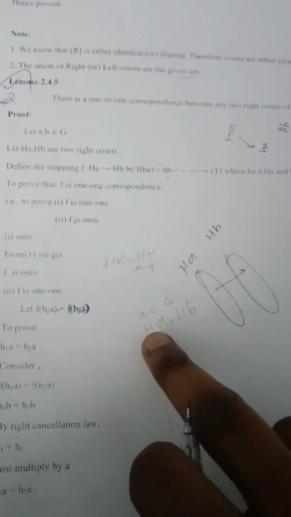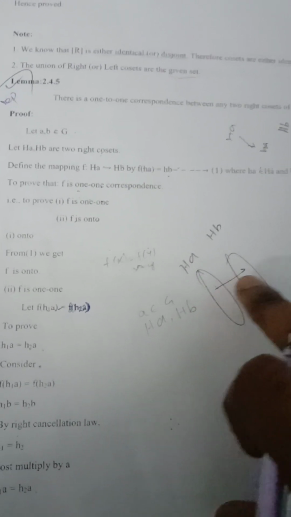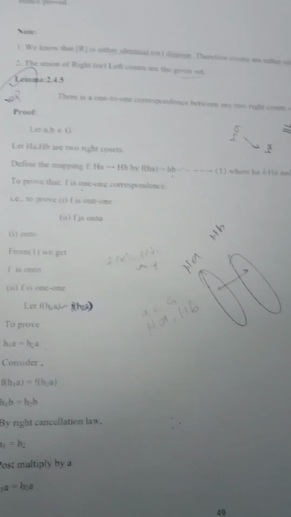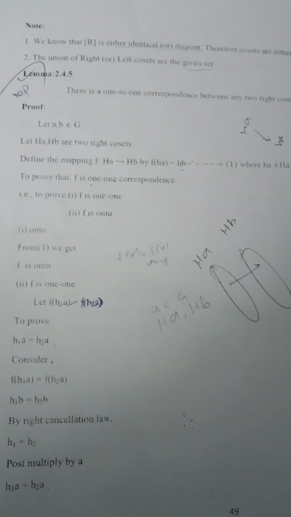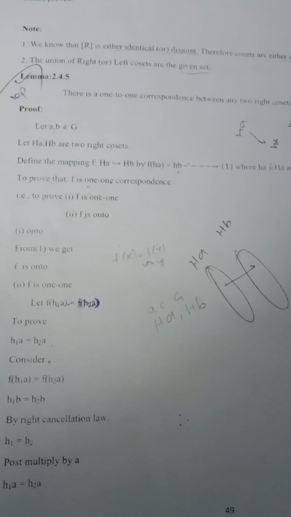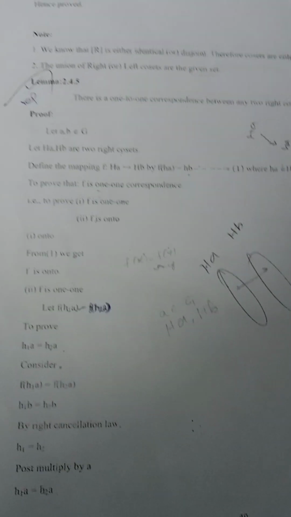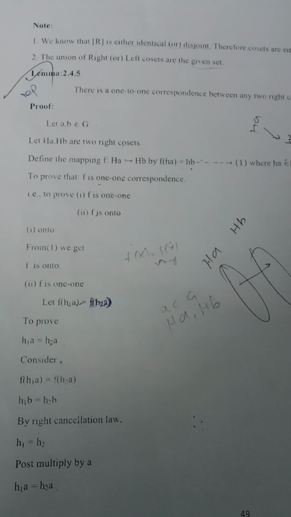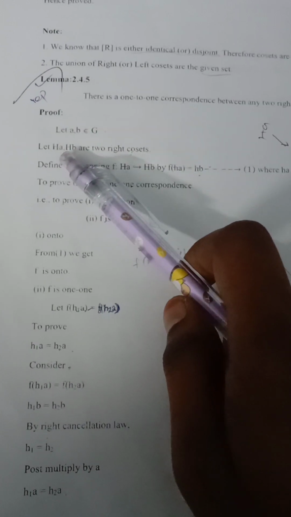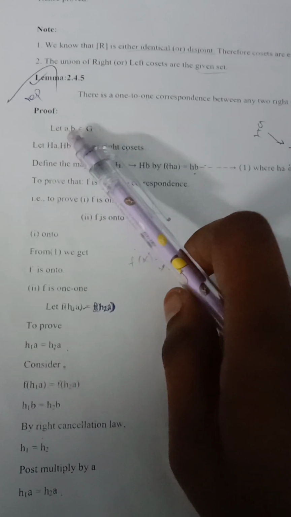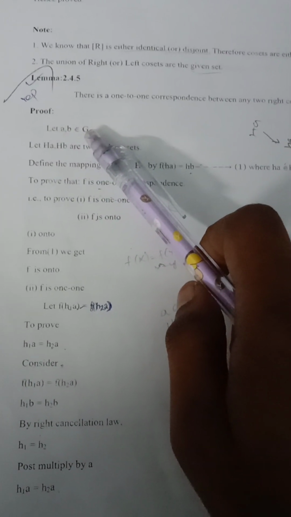So we have to prove that Ha and Hb have a mapping that is a one-to-one correspondence, that is, it is both a one-to-one function and an onto function. So if it is both one-to-one and onto, it is known as a one-to-one correspondence. And here I already told that a belongs to the group.